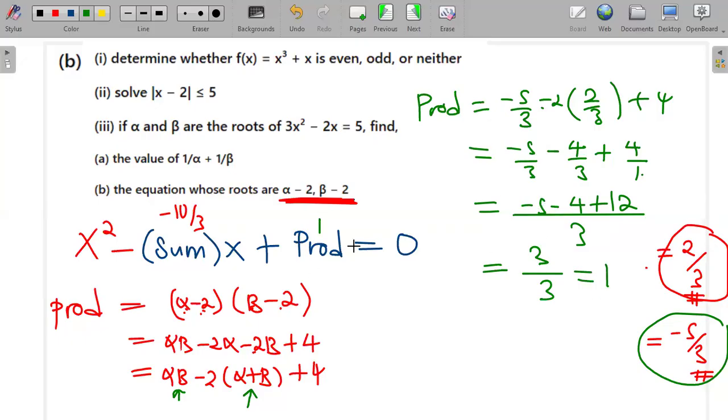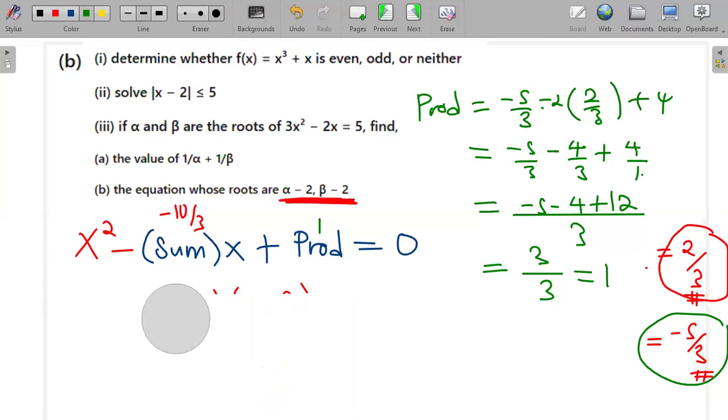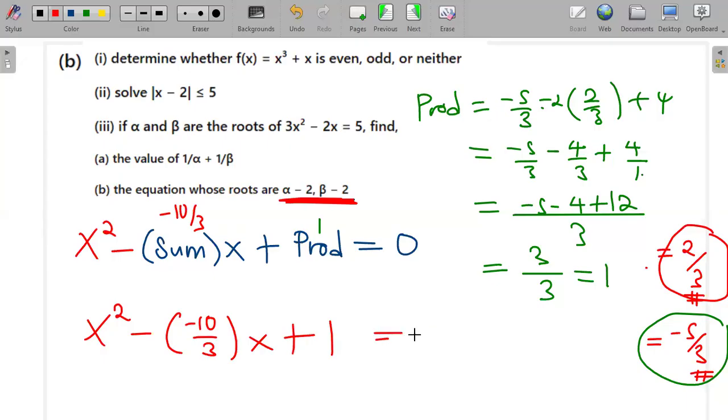Okay, so we found the sum, we found the product, and then finally we can write the new equation whose roots will be alpha minus 2 and then beta minus 2. So it will be x squared minus, the sum there is minus 10 over 3, and then x, and then plus the product, which is 1, is equals to 0.